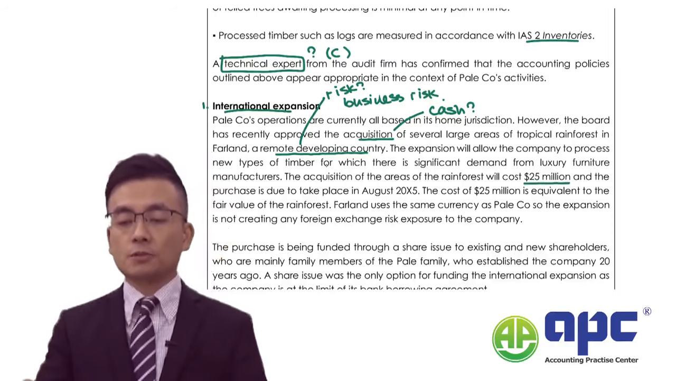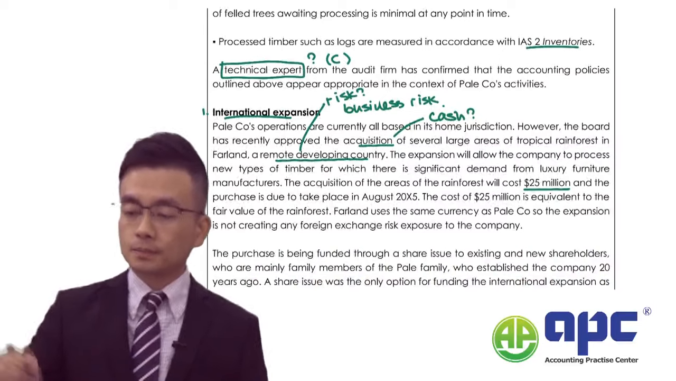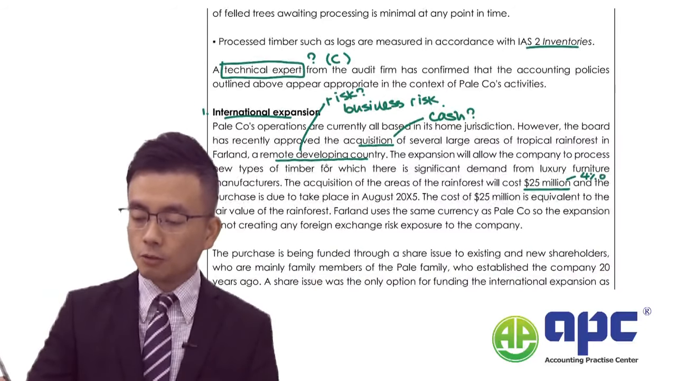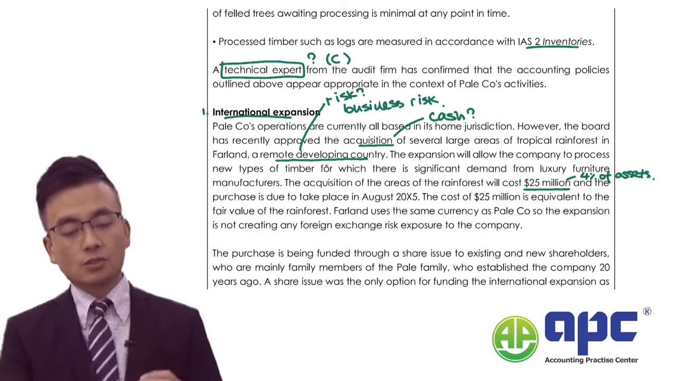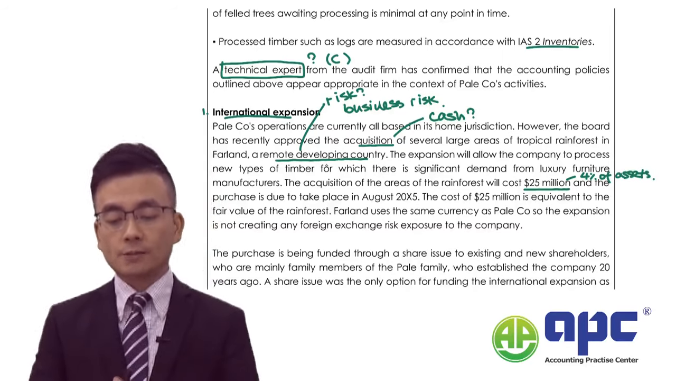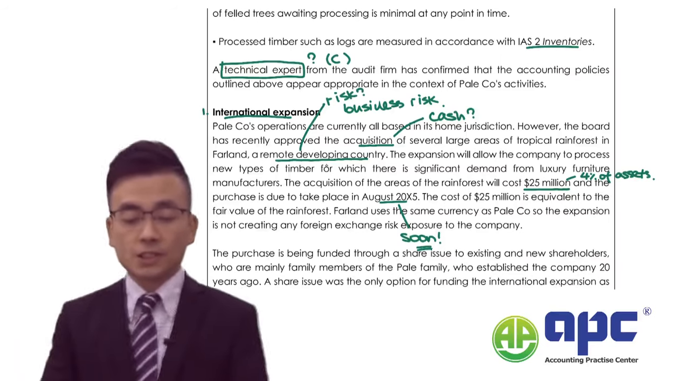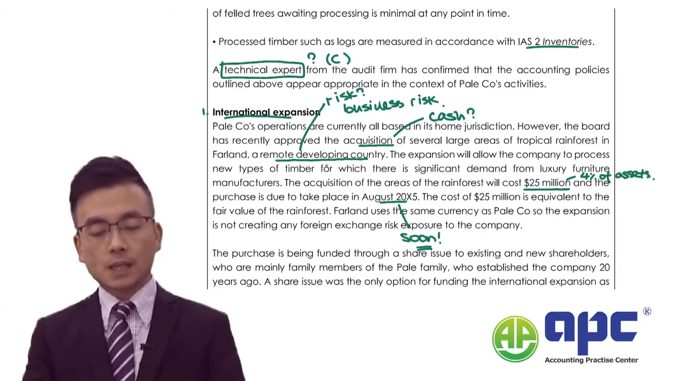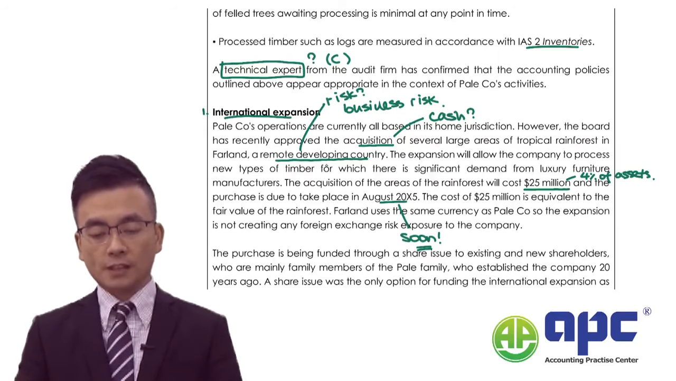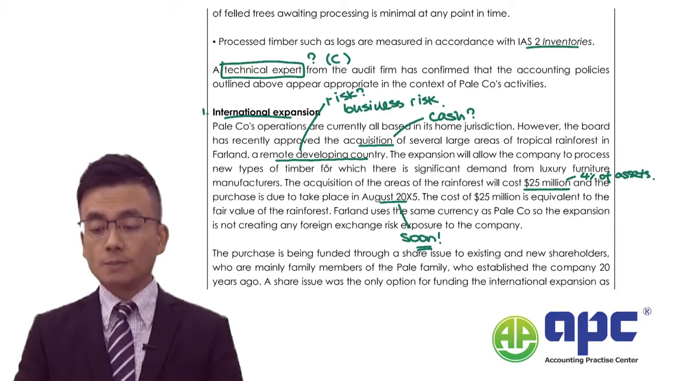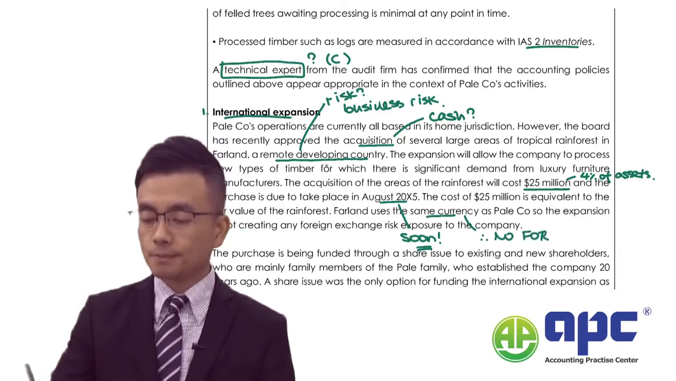Well, it seems that $25 million, if I compare to the total assets of 555, so if I take 25 divided by 555, that will account for 4% of the total assets. So it seems that it's quite a large investment that you're going to make. And the purchase is due to take place in August 2025, which means very soon, because now it's July. And the cost of 25 is equivalent to the fair value of the rainforest, and that's fine there. So we can use that as the initial investment value there. The Farland uses the same currency, okay. And therefore, no forex risks that we need to comment on.